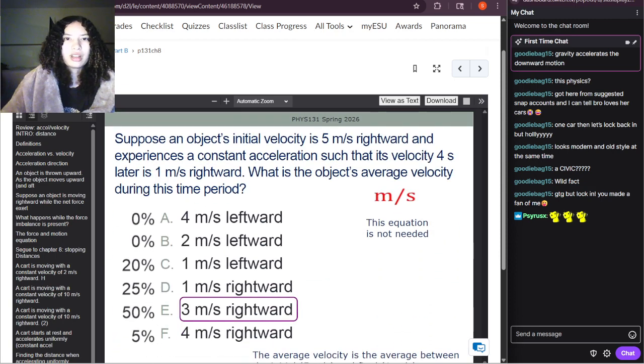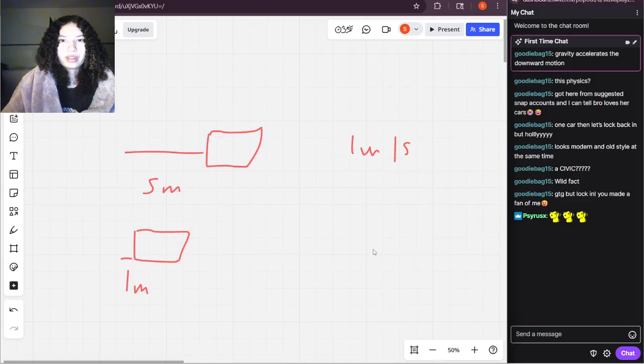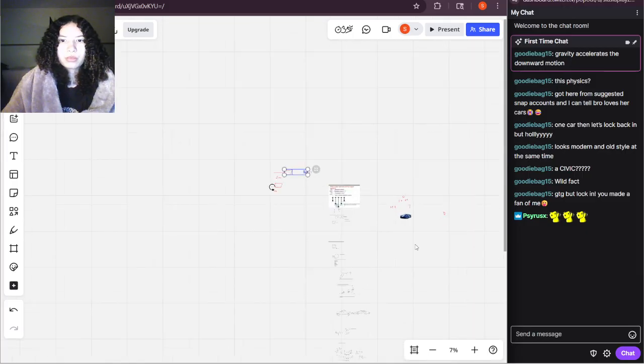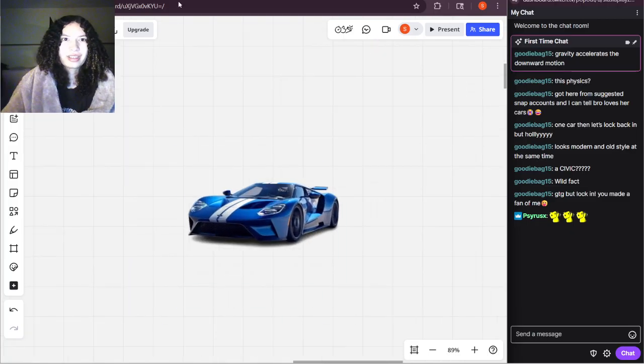Let's bring back our Ford GT. Where is it? There we go. Let's bring back this. I like my cars. They're going to be in my garage one day.